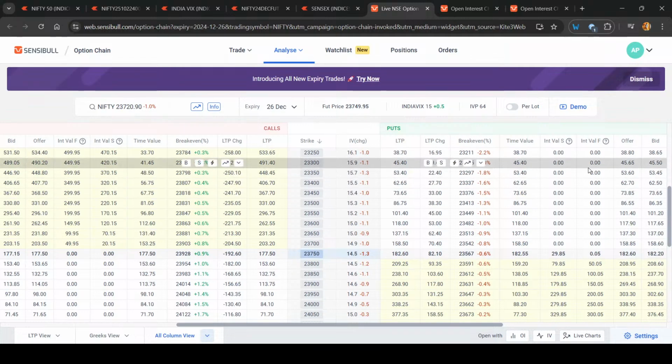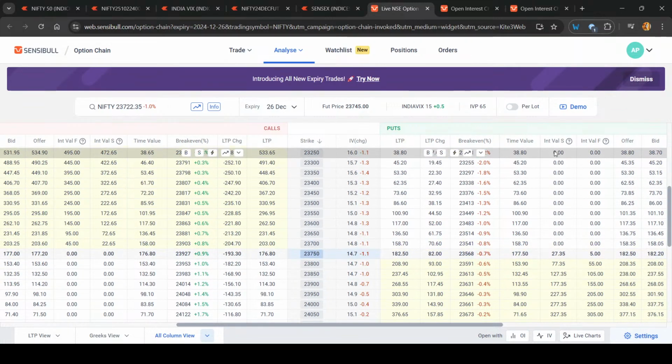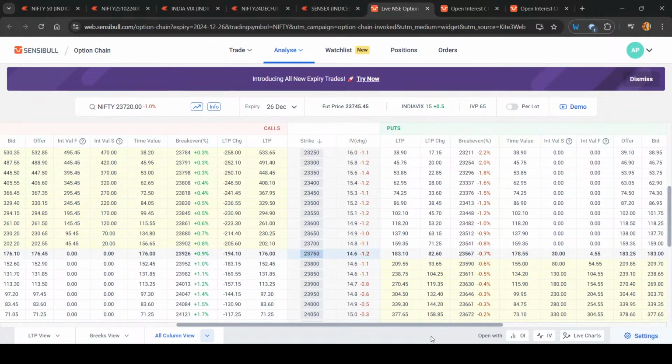I'll explain one concept to you guys. See, if you look at the intrinsic value S, this means intrinsic value spot, and intrinsic value future. All right. For all the out-of-the-money options, intrinsic value is zero. Correct. For 23,750, because we are below 750, its intrinsic value according to spot is 28 rupees. All right. See, the time value it has is 178 points of premium. And the LTP is basically time value plus intrinsic value. All right, the value is derived in this way.